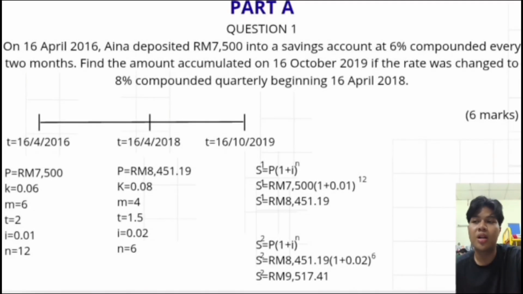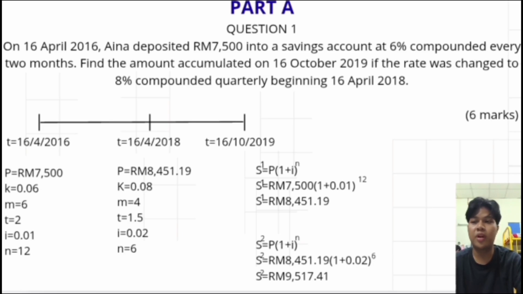Let's go! On 16 April 2060, Aina deposited 7,500 ringgit into a savings account at 6% compounded every 2 months. Find the amount accumulated on 60 October 2090 if the rate was changed to 8% compounded quarterly beginning 60 April 2080.